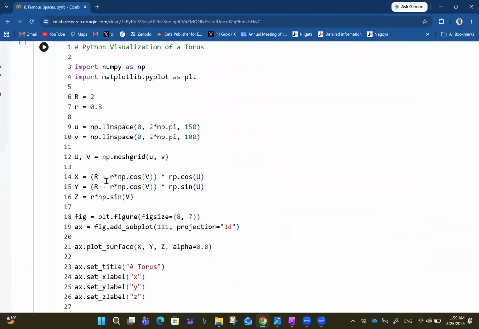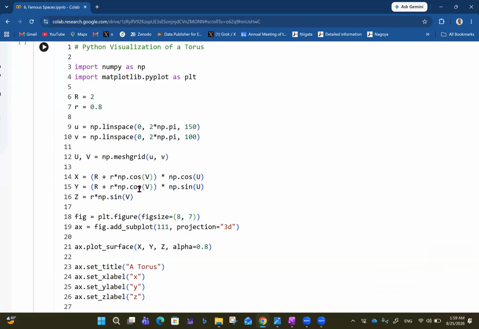So we define all those things we saw up there. You define U, which is 0 to 360 degrees, V 0 to 360 degrees. And then, of course, if you take big radius to be 2 and small radius to be 0.8, then we have the UV, which defines the mesh grid.